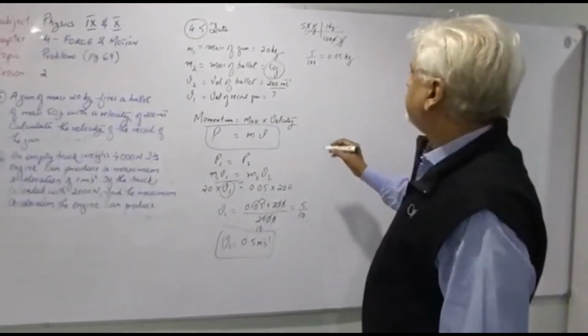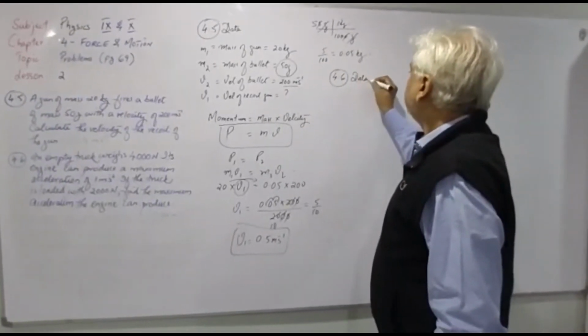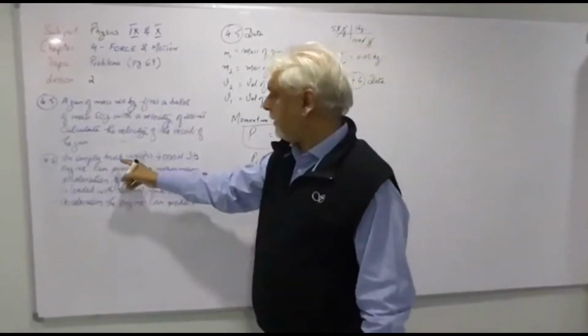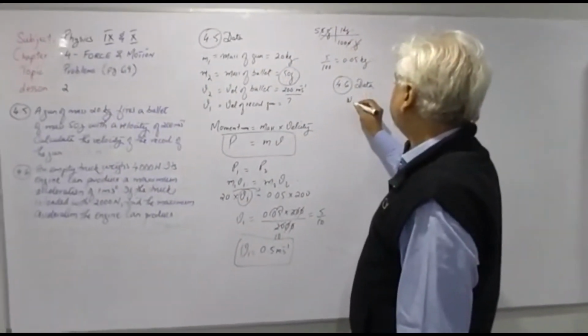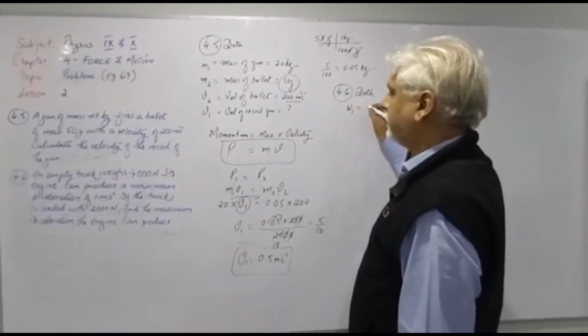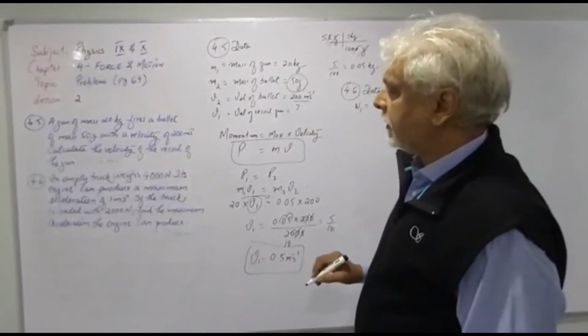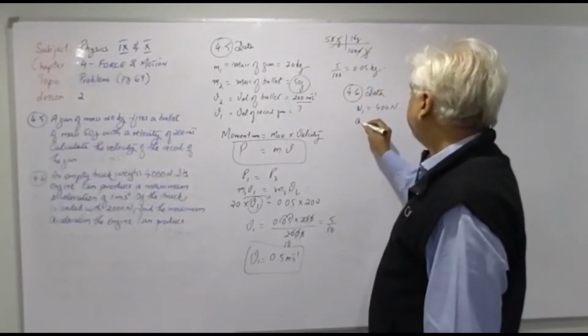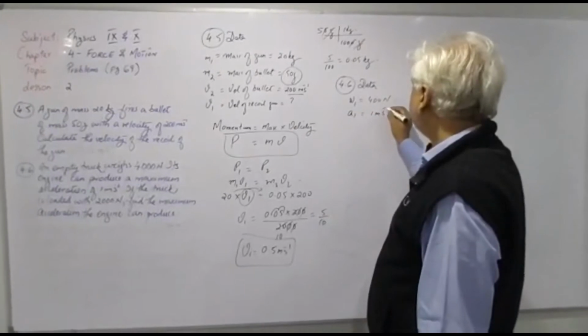Okay, let's go on to the next question, 4.6. Data. We'll take it from the question. An empty truck weighs 4,000 Newton. Let's say the empty truck is W1. It weighs 4,000 Newton. Its engine can produce a maximum acceleration. Let's say the engine produces a maximum acceleration A1 of 1 meter per second squared.